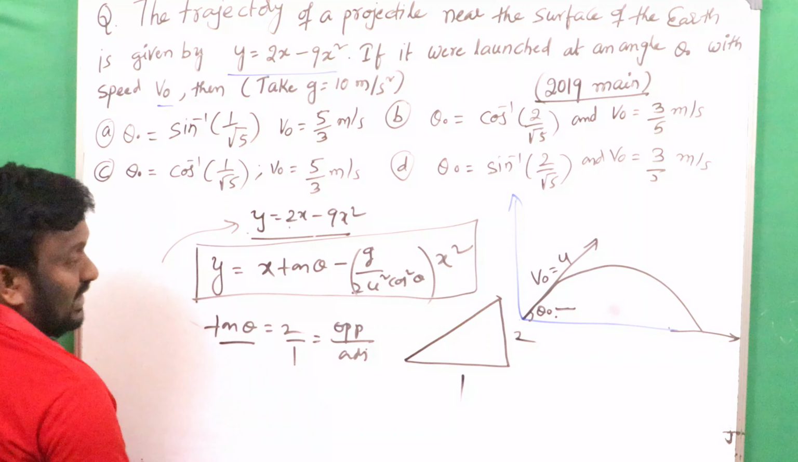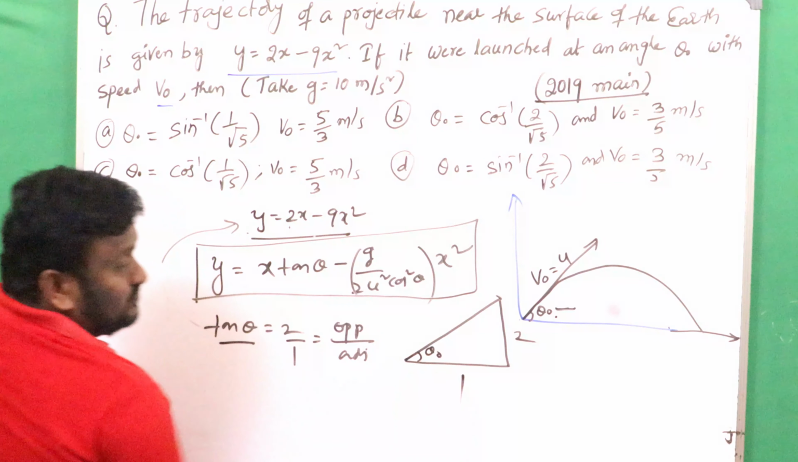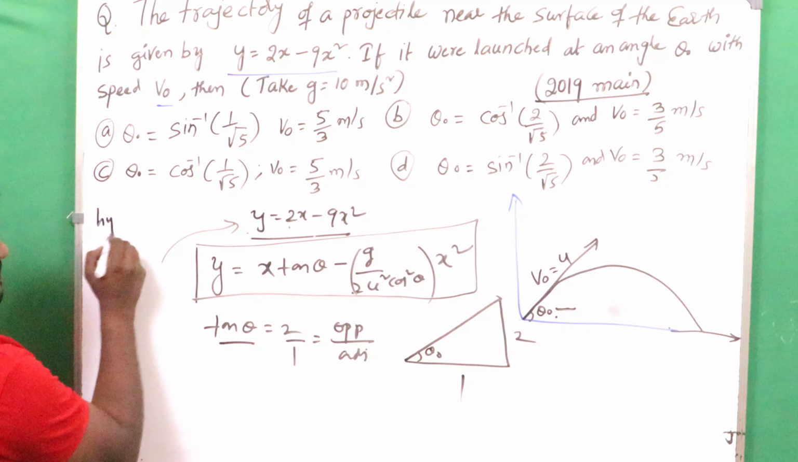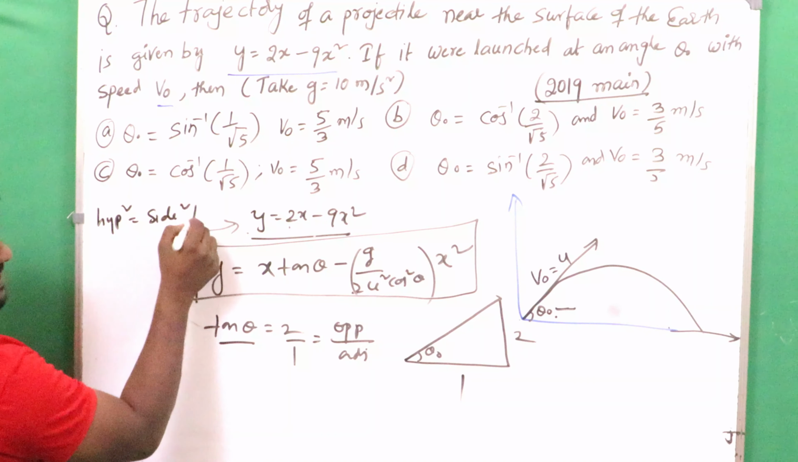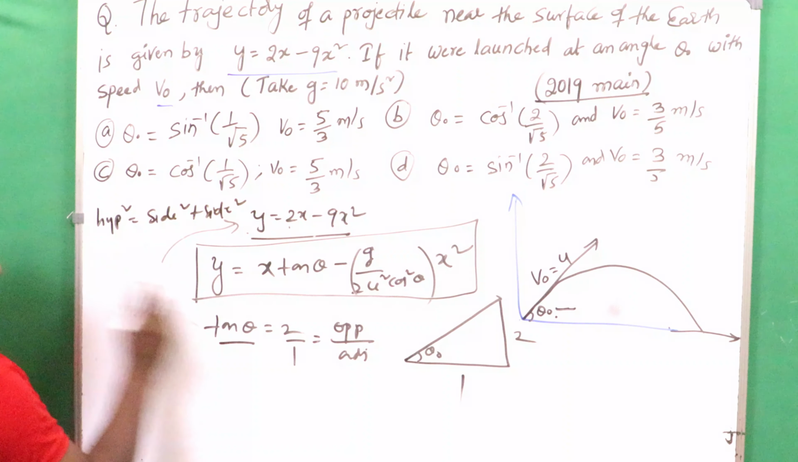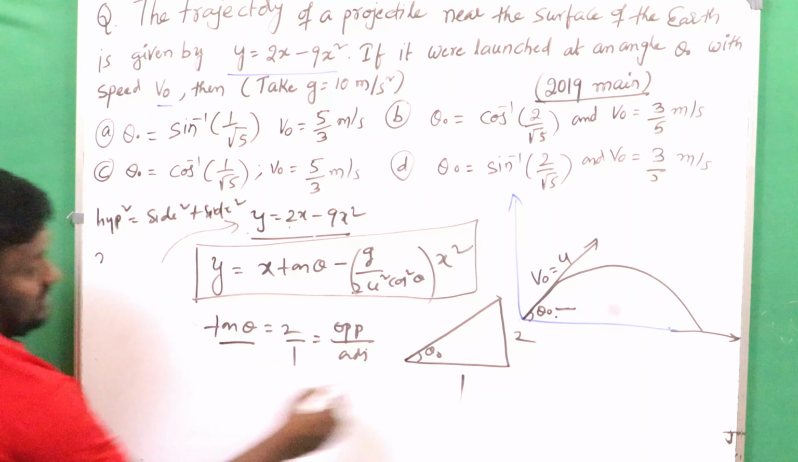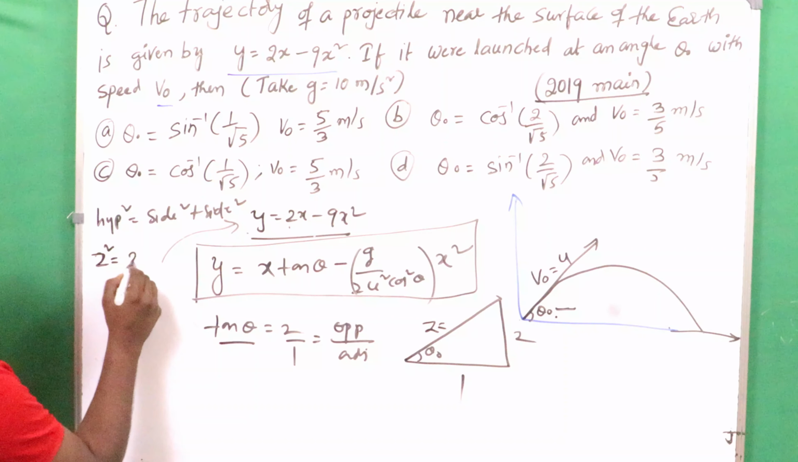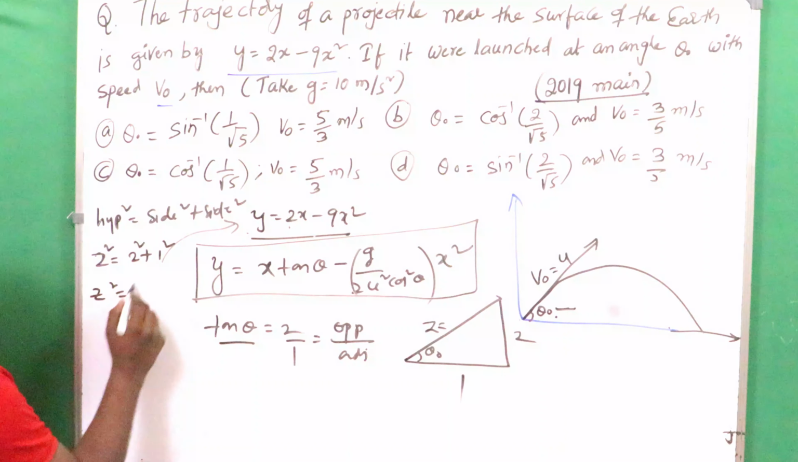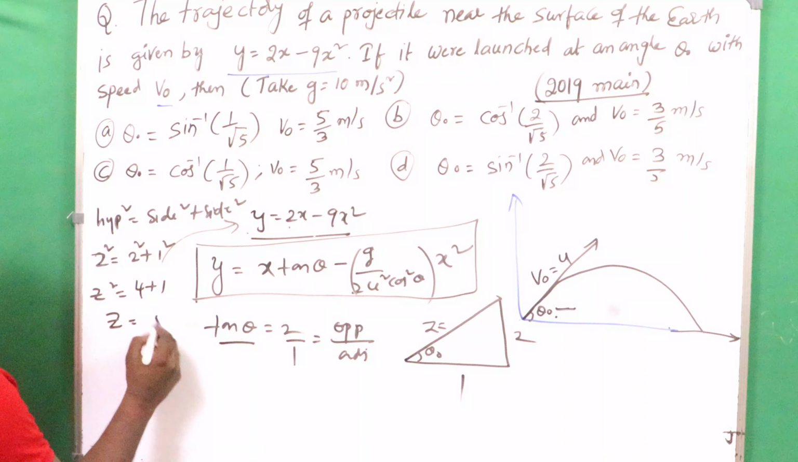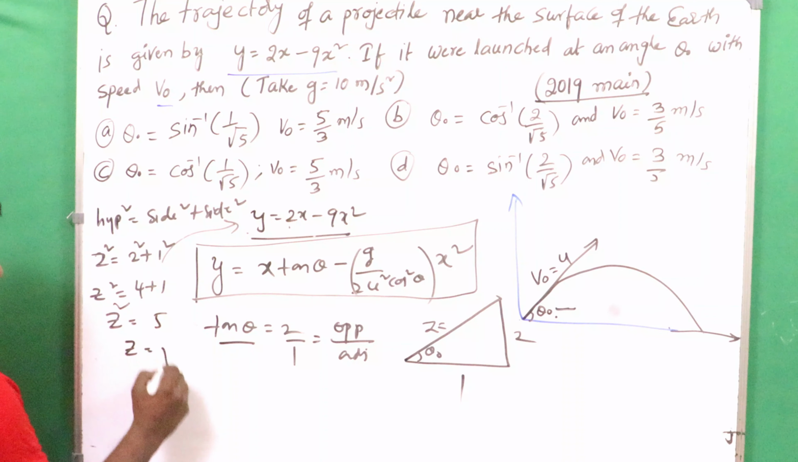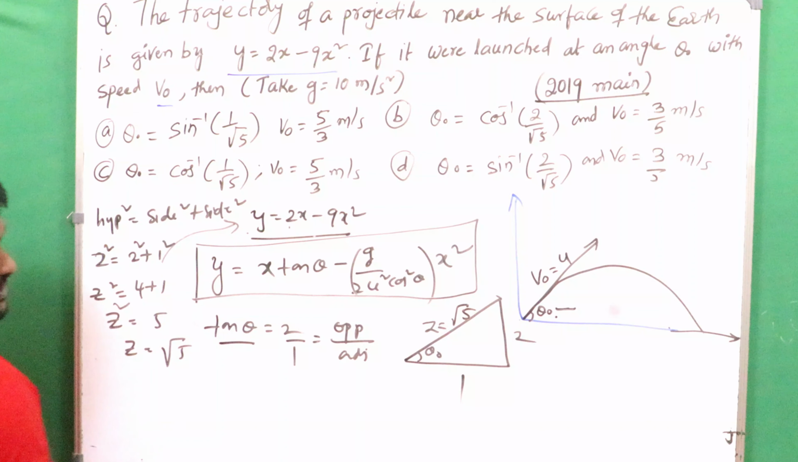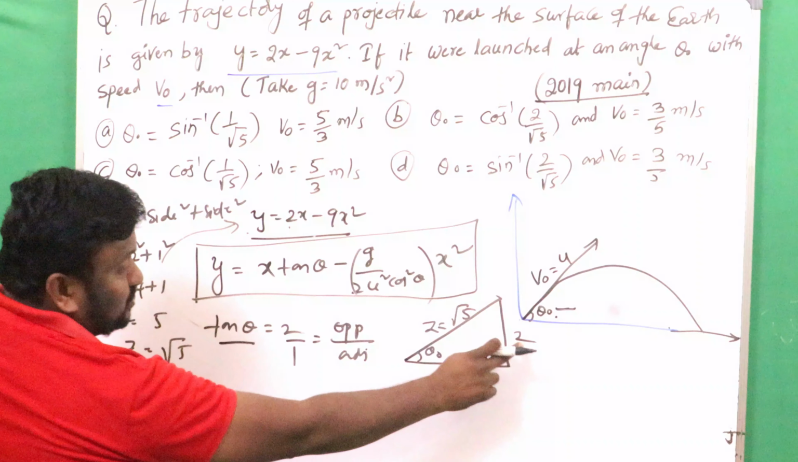Clear? And we will make some angle here, theta or theta naught. So from that, hypotenuse square is equal to side square plus side square. So what is hypotenuse here? I am going to say this is some z. So z square is equal to 2 square plus 1 square. Then z square is equal to 4 plus 1, which is 5. Then z is equal to root 5. So this value is root 5. In this way we find the hypotenuse value: root 5, with sides 2 and 1.